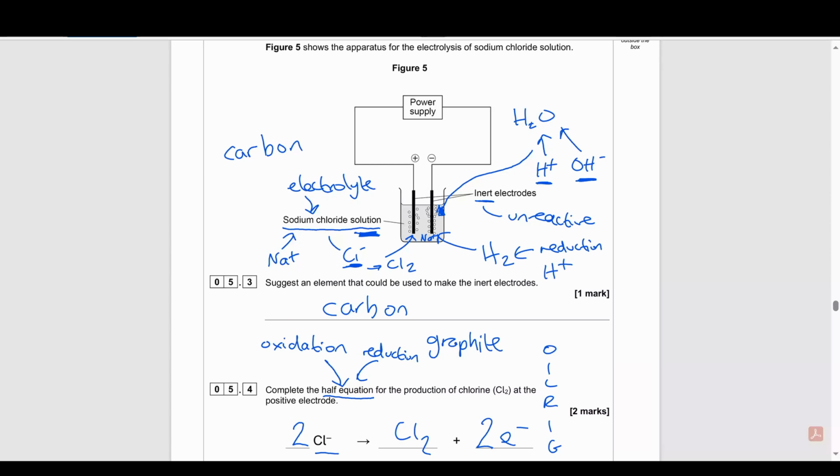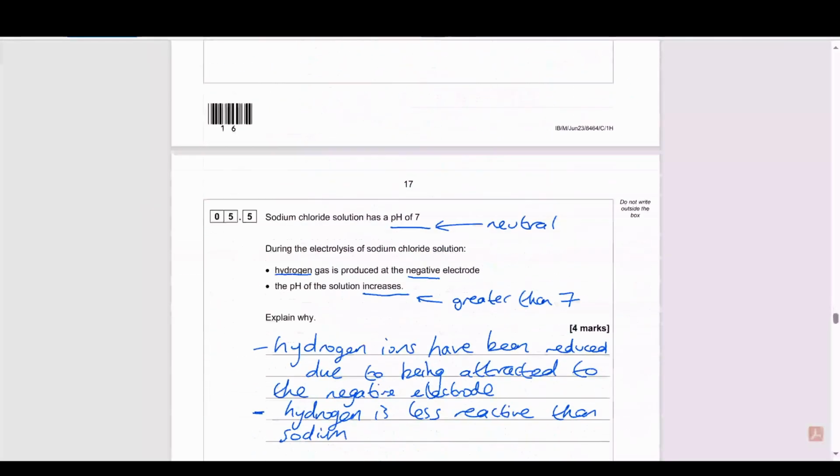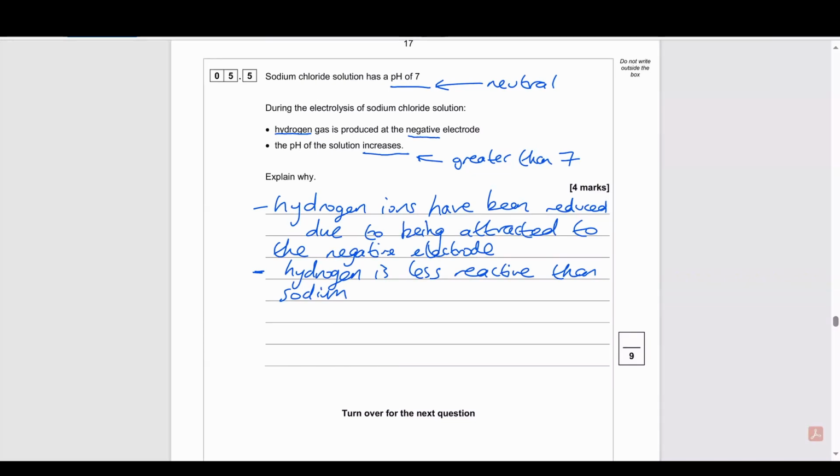But what about the hydroxide ions? Well, what will happen then is the sodium ions and the hydroxide ions will combine and produce sodium hydroxide. And sodium hydroxide is an alkaline solution. And remember that alkaline solutions will have a pH that's greater than 7.